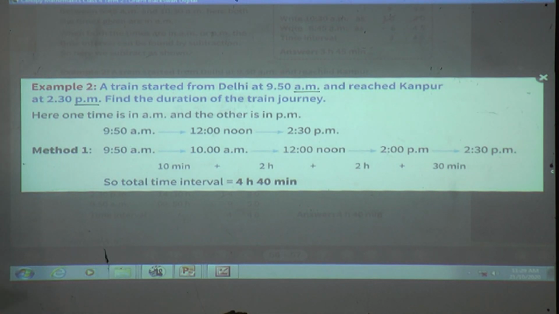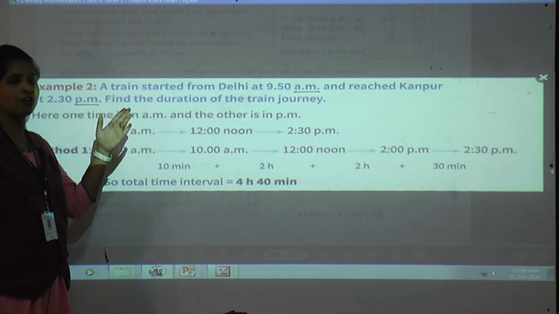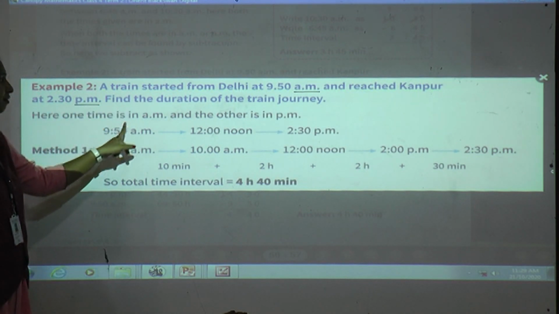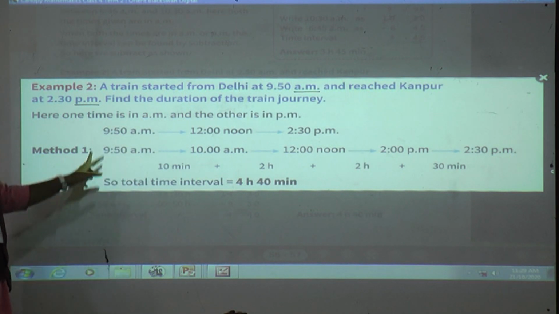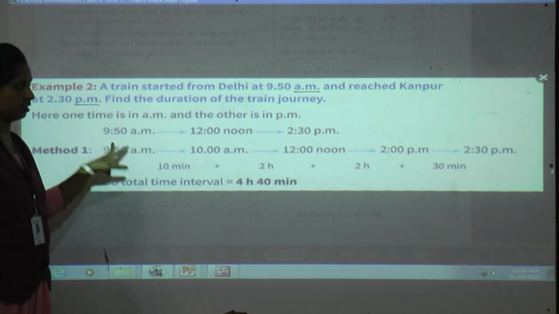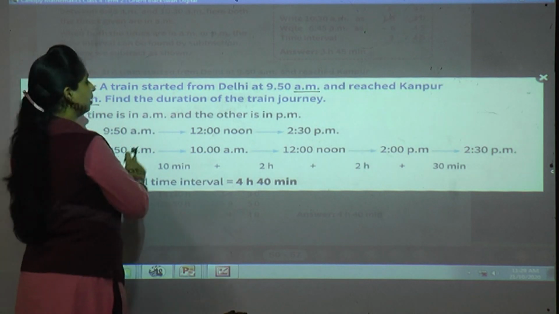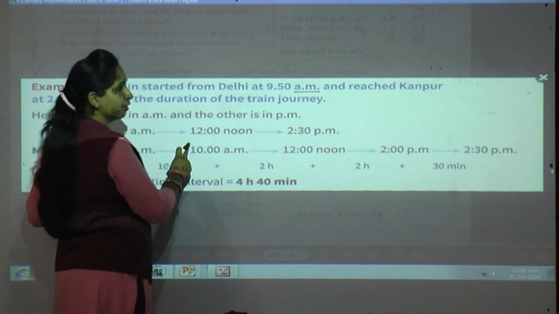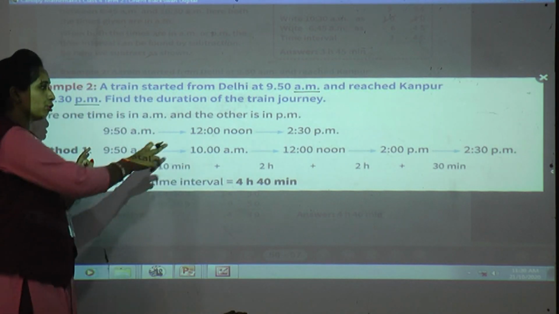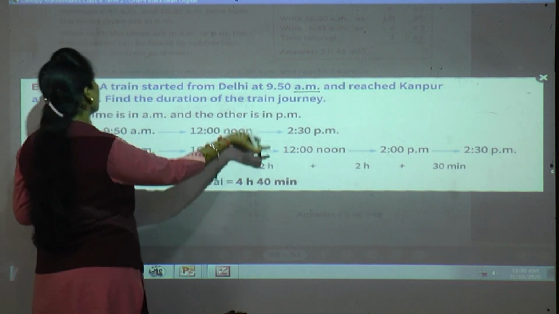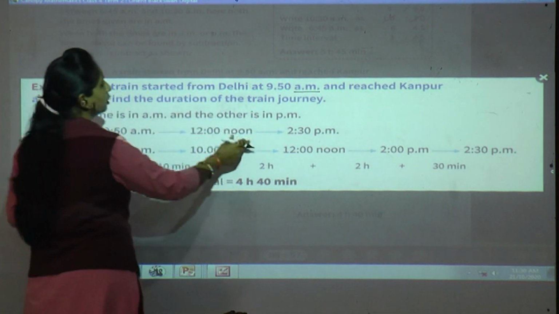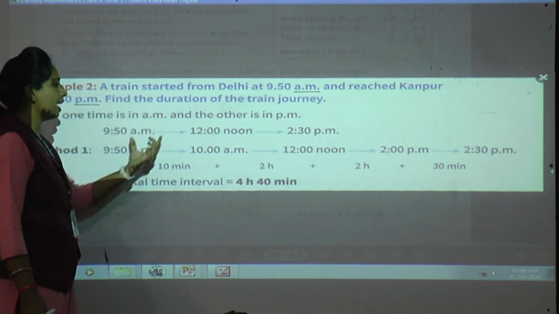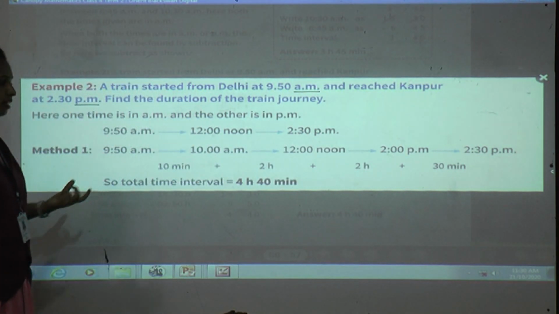See the methods. Now the train started from Delhi at what time? 9:50 am. Then it is in the morning time, isn't it? Then what comes after that? Once 12 is there, after that we start writing pm. So 12 noon will come. Then after that, 2:30 pm. So we have to find out the time between these.